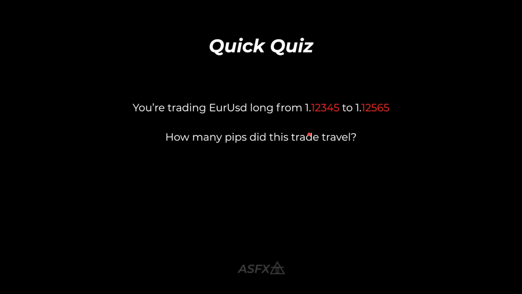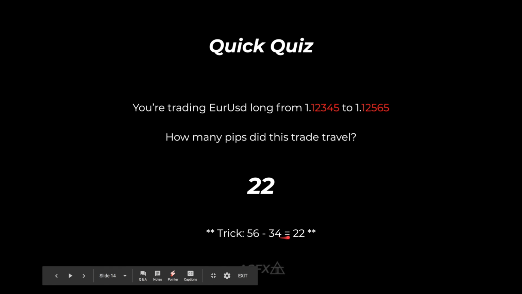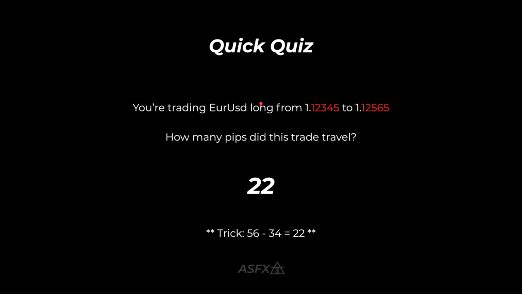3, 2, 1. The answer is 22. How do you do that very quickly? 56 minus 34 is going to give you 22. But because we said we were moving long, we were moving higher, the increase of 34 to 56 keeps this a positive number. So when you multiply where it went to where it was, you can easily get how many pips it traveled. 56 right here minus 34, because the 5 on the end didn't even change.